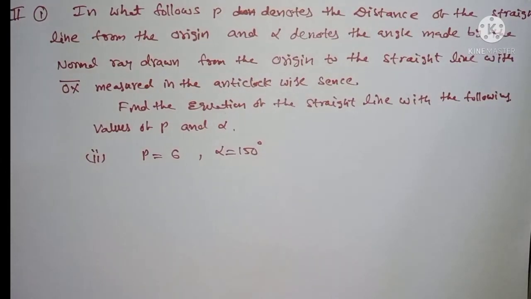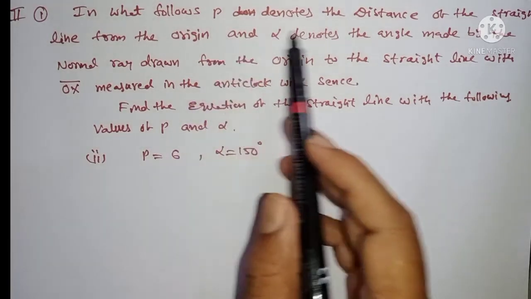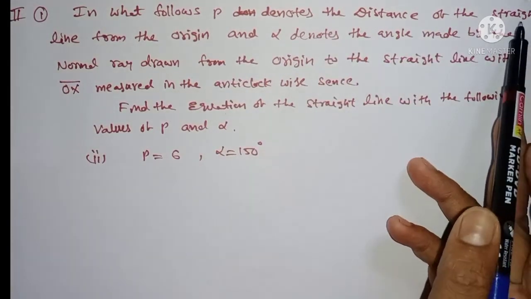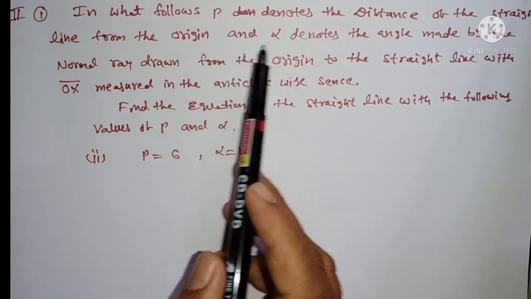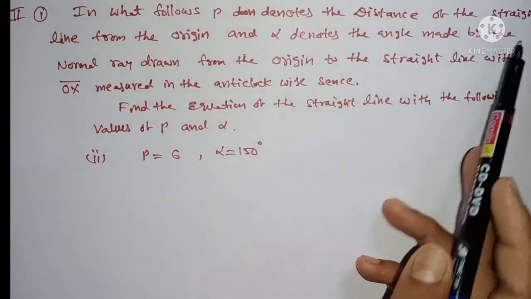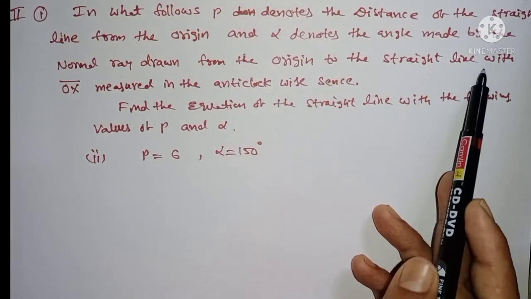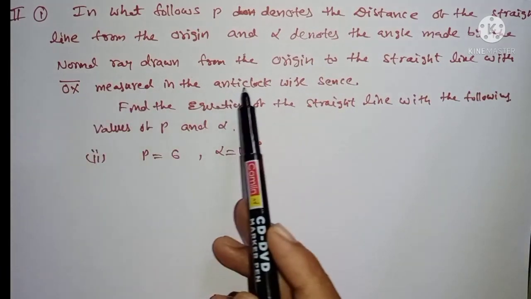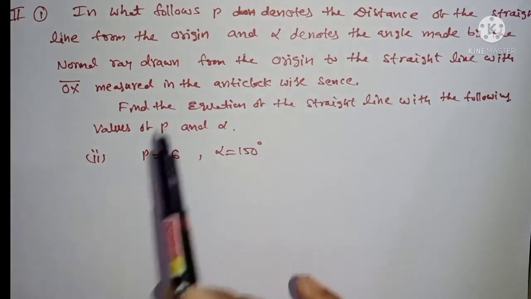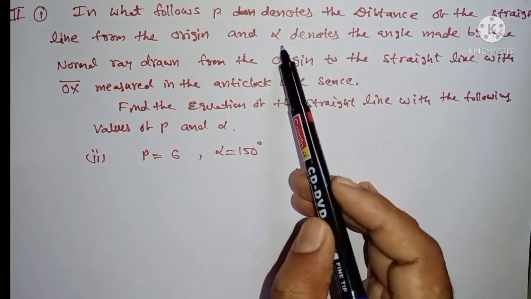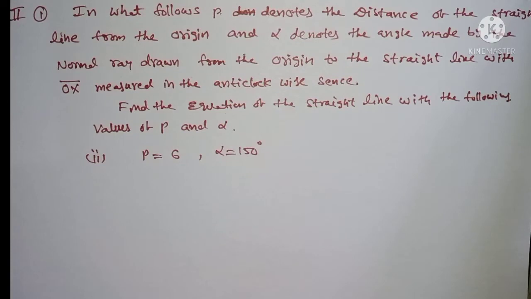Next is Roman second, first problem. In what follows, P denotes the distance of the straight line from the origin and alpha denotes the angle made by the normal ray drawn from the origin to the straight line with the OX, measured in the anti-clockwise sense. It is given P is the distance and alpha is the angle, and find the straight line equation. It is normal form only.